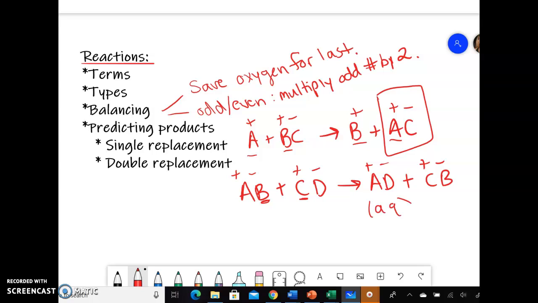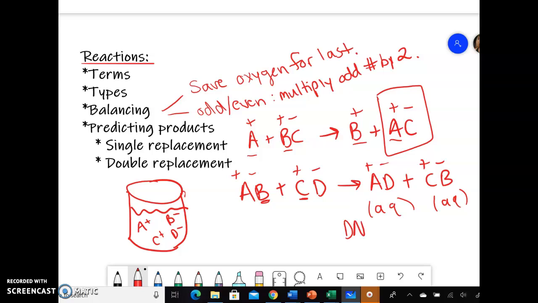Then what you're trying to figure out for this one is if both of these products are still AQ, because most of the time they're going to start as AQ. So if they end as AQ as well, then nothing has changed, because remember, AQ really just means that you have floating ions. So if we go back to our little solution here, if we had AB aqueous, that just means A positive and B minus floating around. If CD is also AQ, we've got these floating around, so it's just a soup of floating ions. So on the right side of the arrow, if it's still just a soup of floating ions, then nothing has changed. So this is when we say that it's a DNR.